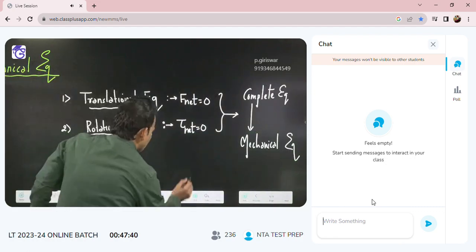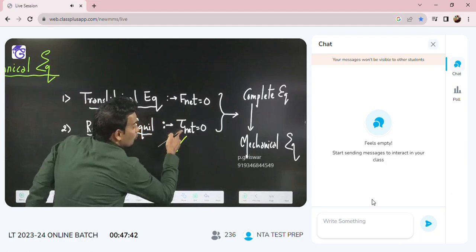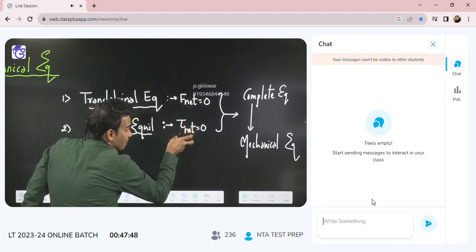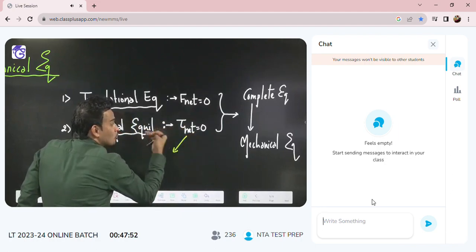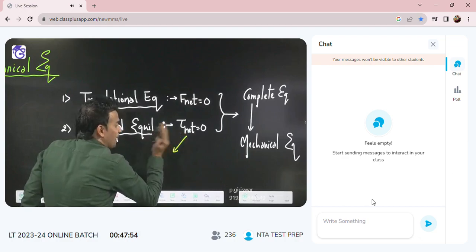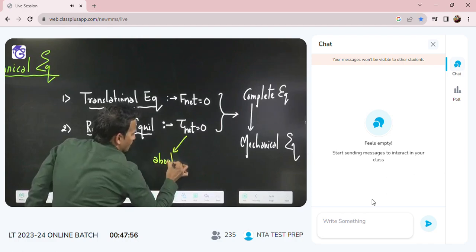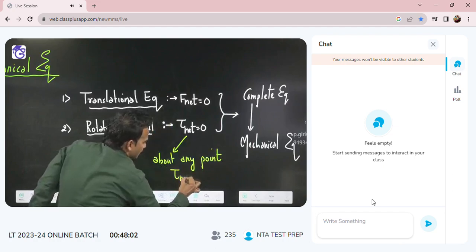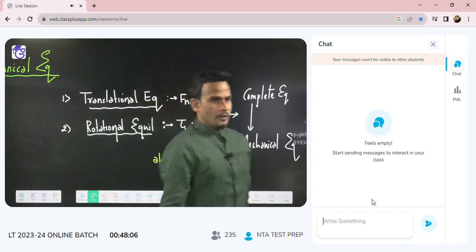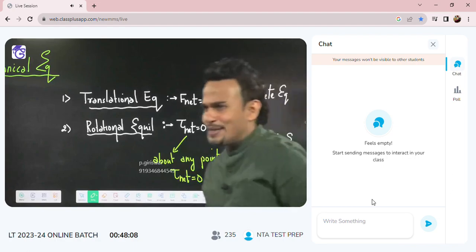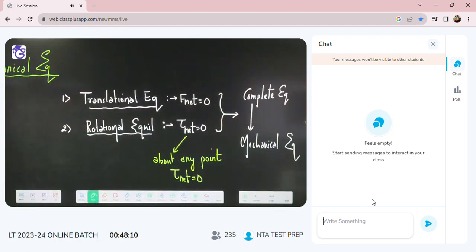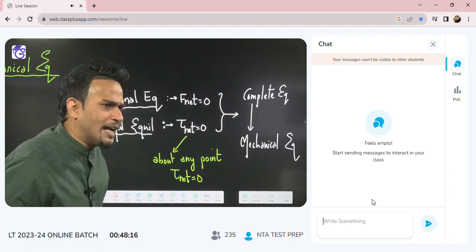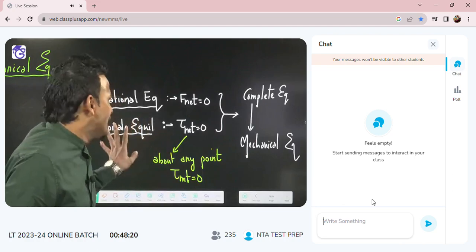Always remember net torque is 0, but you know that torque is always calculated about some reference, about an axis. But if the body is in rotational equilibrium, it means it is not rotating. If it is not rotating, about any point you calculate, the net torque will always come 0. A question is asked: if a body is in rotational equilibrium, about which point will the net torque be 0? About the center, about any place, about any point, the net torque will be 0.